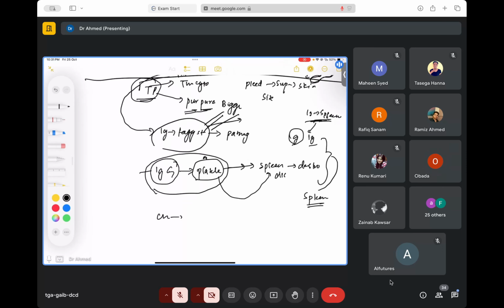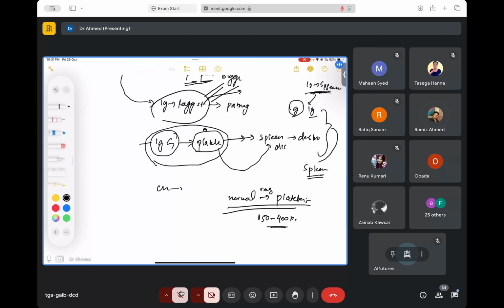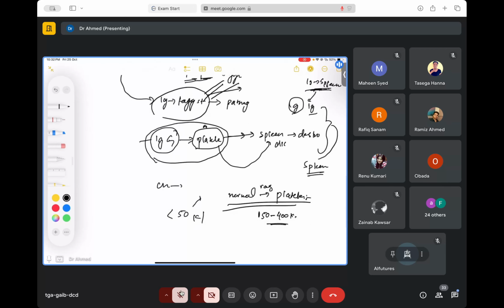Can you guys just tell me what's a normal count of platelets? The normal range for platelets is 150K to 400K. Okay, perfect. In this case, your platelets are going to decrease to less than 50K. Whenever it decreases that much, this is one of the hallmarks of immune thrombocytopenic purpura.